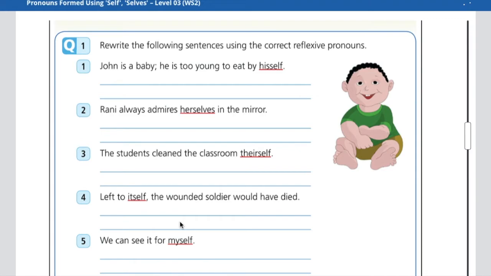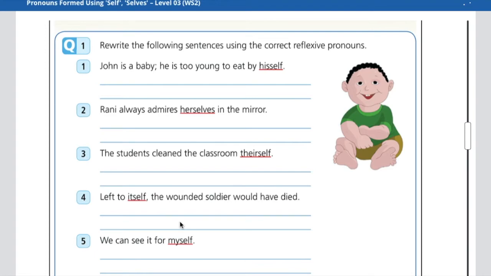Next, Rani always admires herself in the mirror. It is wrong. Rani always admires herself in the mirror. The students cleaned the classroom themselves. Wrong. The students cleaned the classroom themselves. Left to itself, the wounded soldier would have died. Left to himself, the wounded soldier would have died.